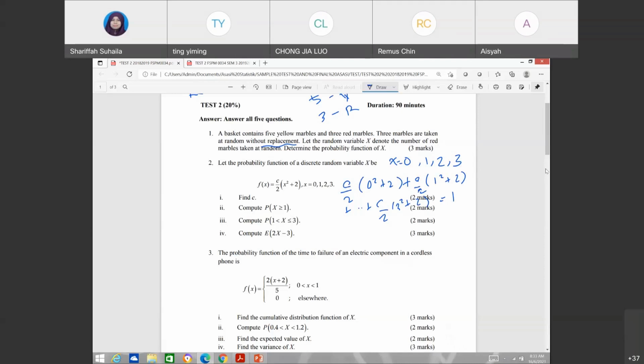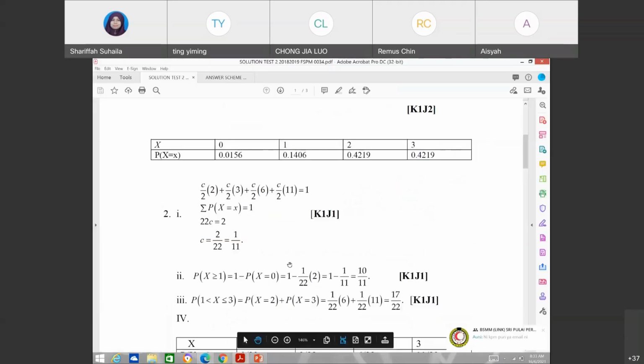Let's refer to the solution. So you solve this, and the total probability equals 1. You just get c equals 1 over 11 when you solve this probability.